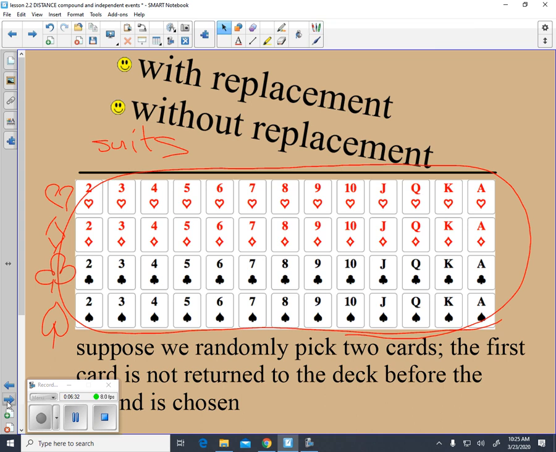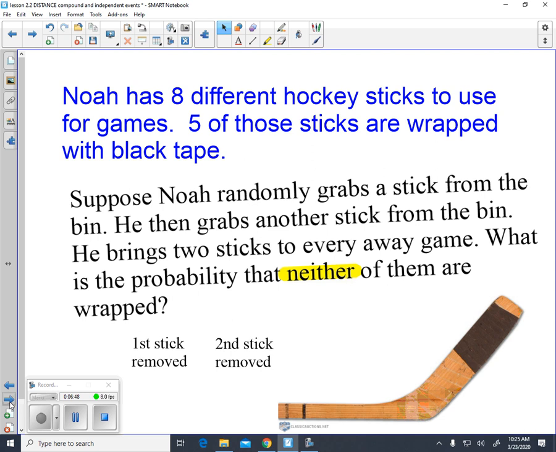So there's 4 suits and there are 13 cards in each suit for a total of 52 cards. And so if you're not familiar with a deck of cards, you'll be at a little bit of a disadvantage here. So let's look at a couple of examples quick in this video of compound events and calculating the probabilities.